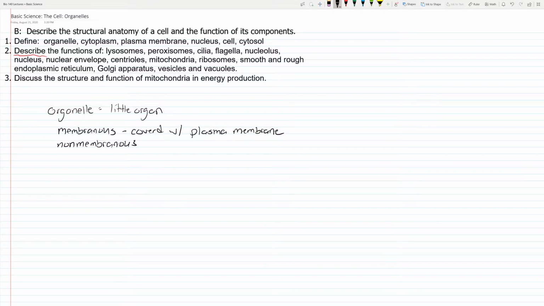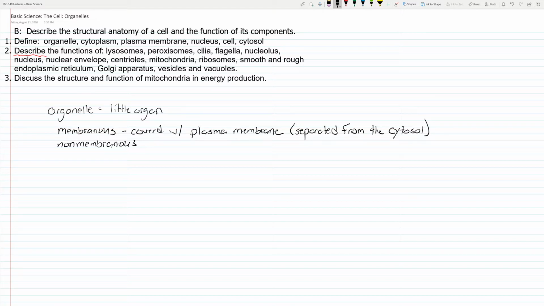Another way to think about it, and the more anatomy and physiology based way to think about it, is they are separated from the cytosol. They are isolated. They are in the cytoplasm, but they are wrapped in a plasma membrane, so they are actually separate from the cytosol themselves.